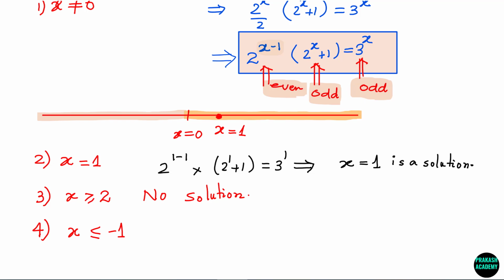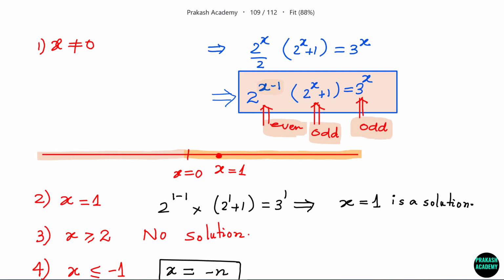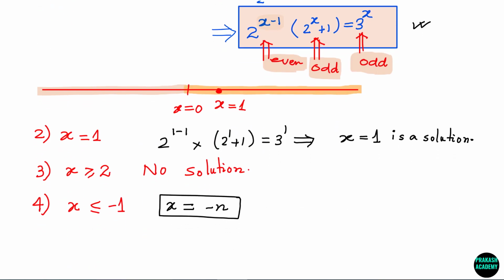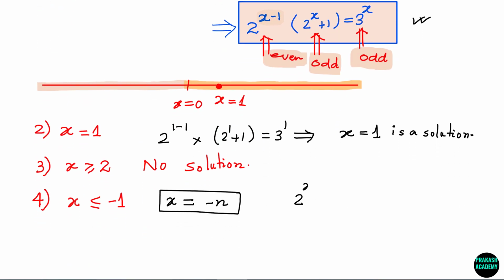So let us say in this case I can write x equals minus n. So what was the original problem? The original problem was 2 raised to the power x minus 1, multiplied by 2 raised to the power x plus 1, is equal to 3 raised to the power x.